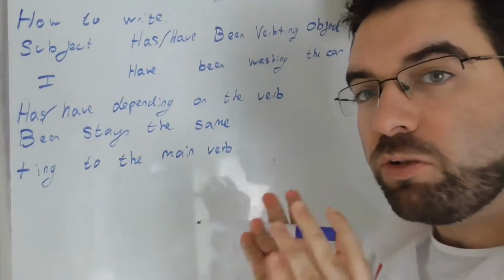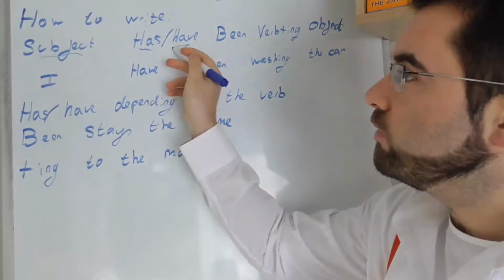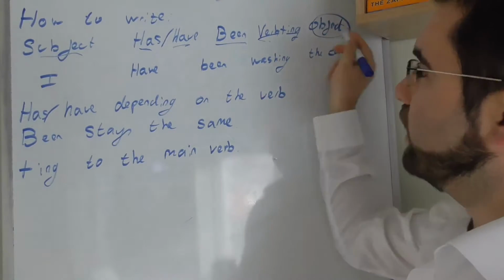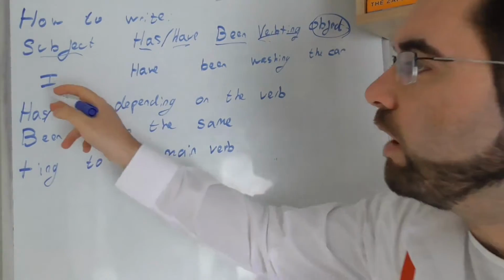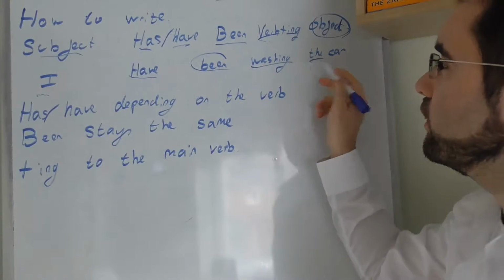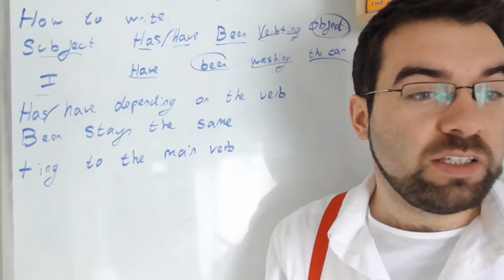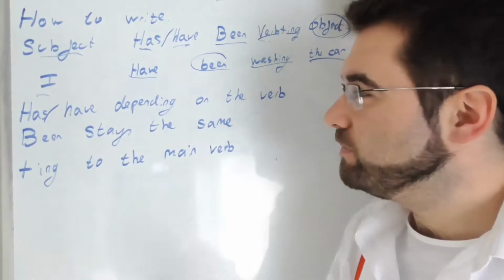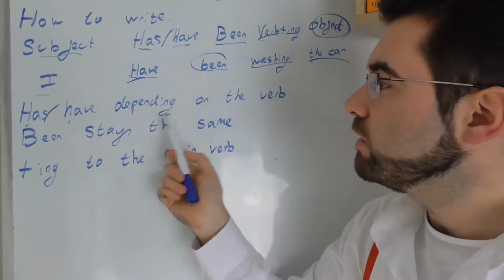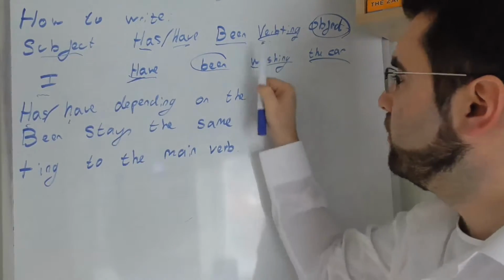So let's look at how to actually write the sentences. We have the subject, has or have, been, verb plus ing, object. So I have been washing the car. I have been teaching English. I have been standing up for a few hours. Notice that has or have changes depending on the subject.